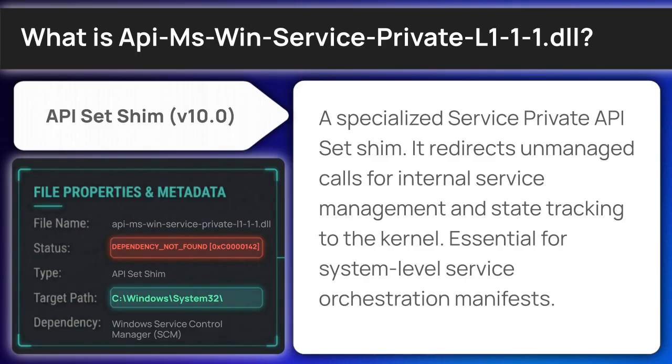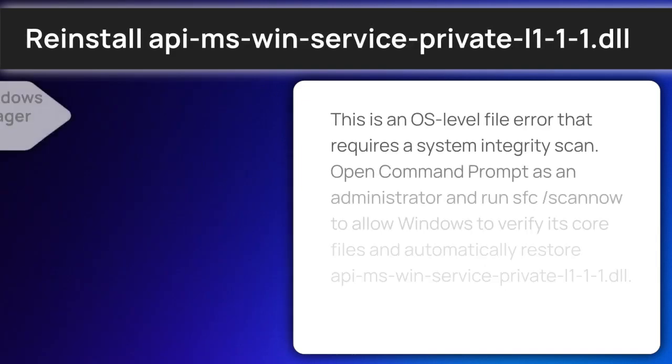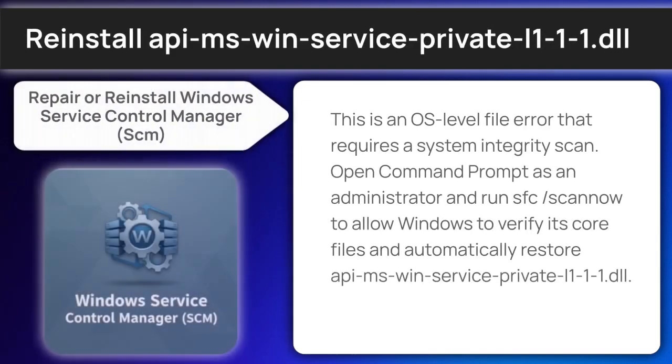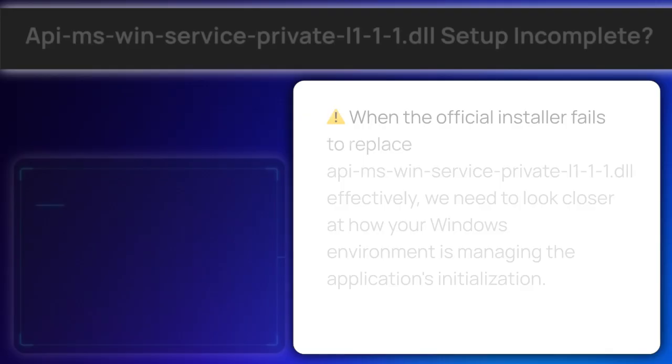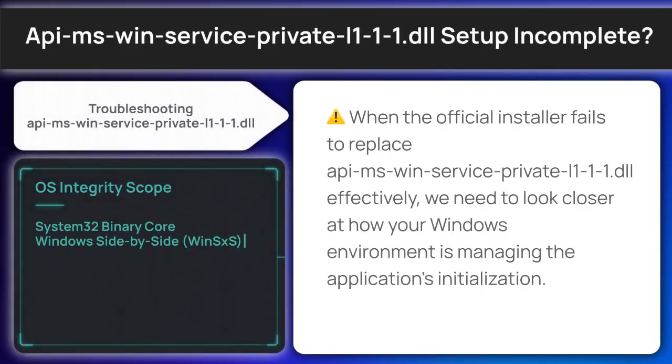Now that we've covered what the file does, let's jump into our first fix. This is an OS-level file error that requires a system integrity scan. Open command prompt as an administrator and run sfc /scannow to allow Windows to verify its core files and automatically restore Service Private API DLL. In the event the error remains visible, it indicates we need to verify the environment's ability to register new shared resources.